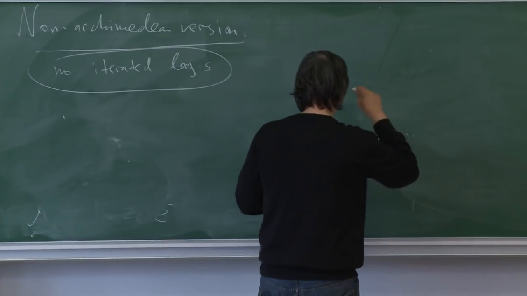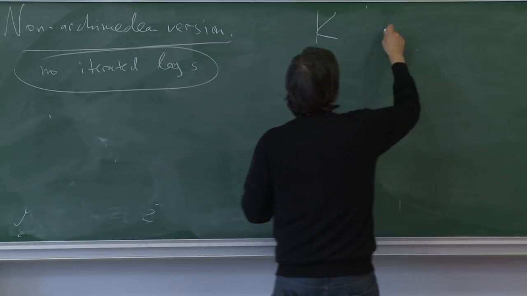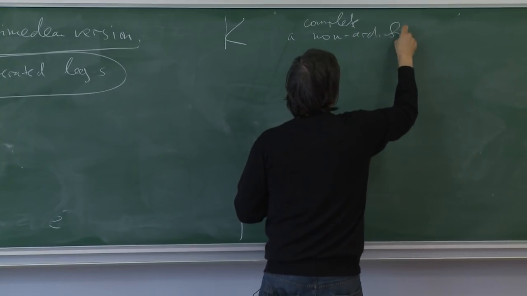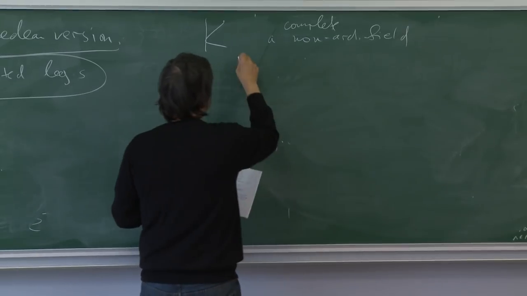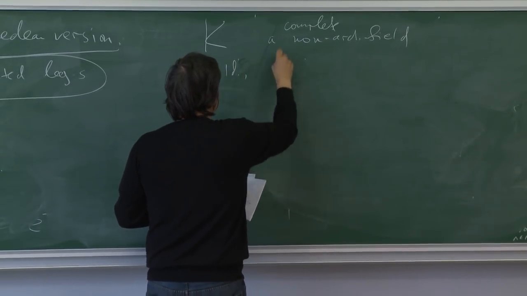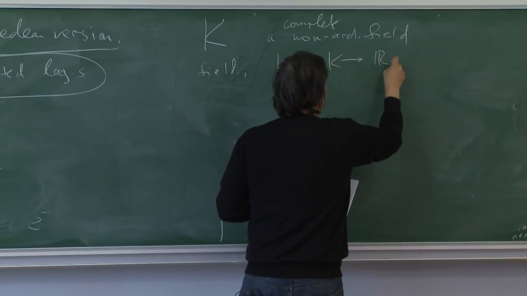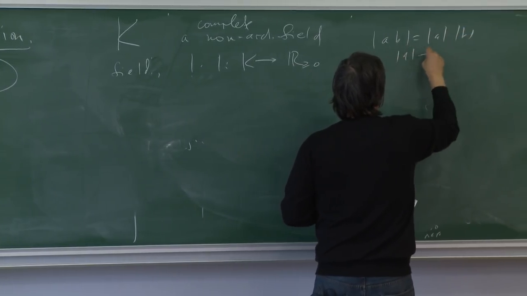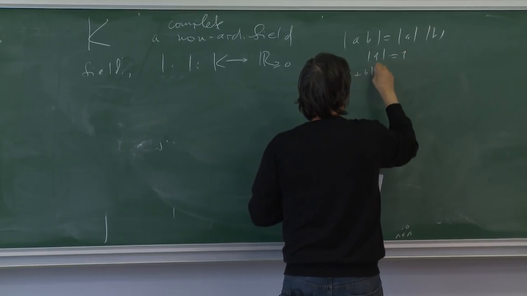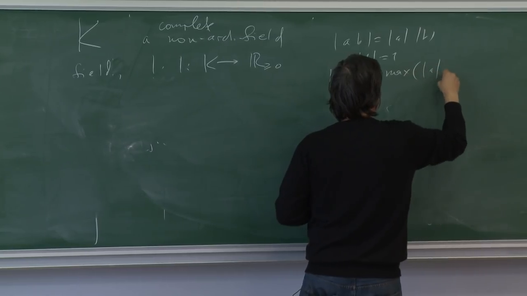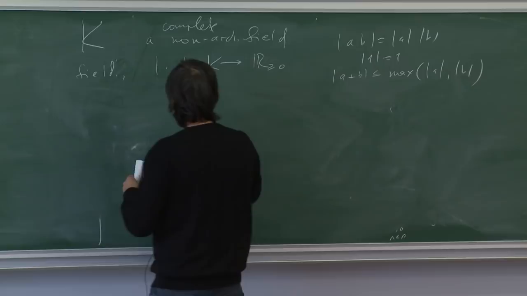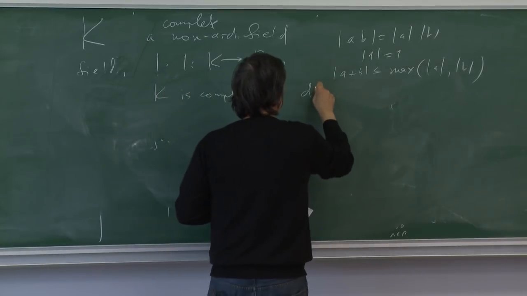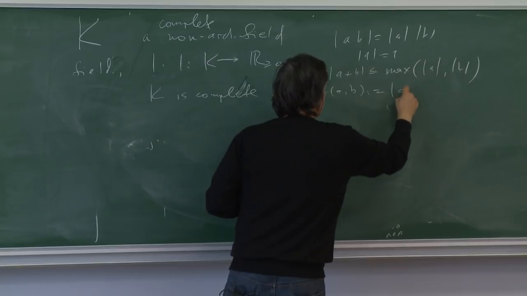So I'll start a lesson on non-Archimedean geometry now. K will be a complete non-Archimedean field. What's the definition? You have a field and a norm map from K to real numbers, so that the norm of AB is equal to norm A times norm B, the norm of 1 is equal to 1, and the norm of A plus B is less than or equal to the maximum. And K is complete with respect to the metric given by the distance.